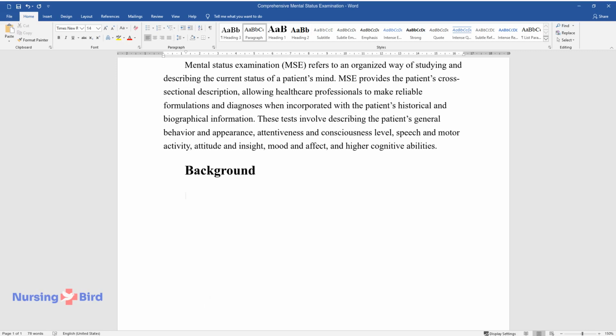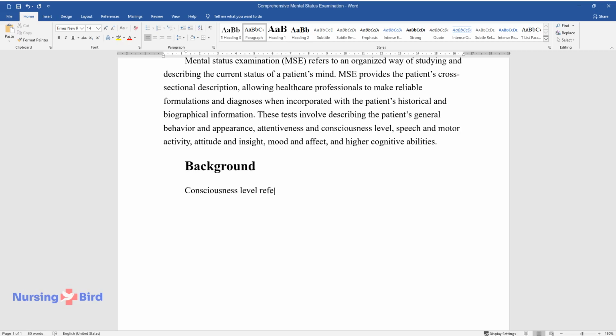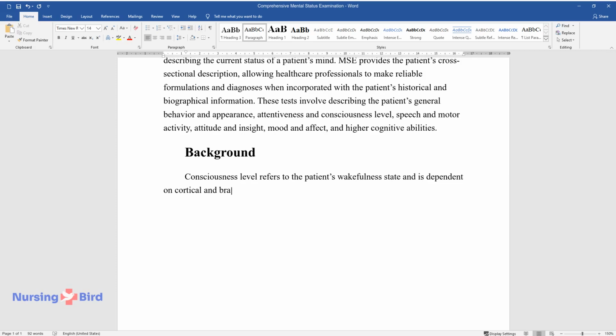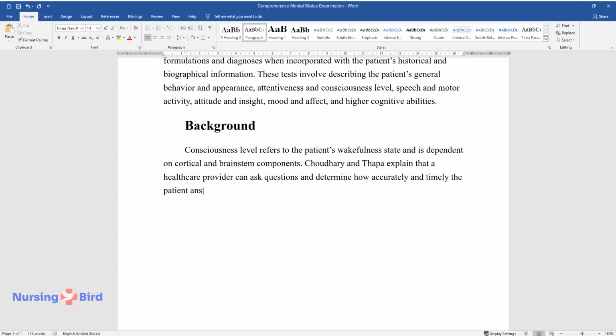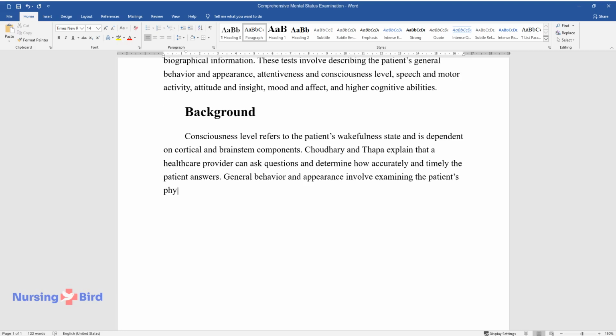Background. Consciousness level refers to the patient's wakefulness state and is dependent on cortical and brainstem components. Choudhary and Thapa explain that a healthcare provider can ask questions and determine how accurately and timely the patient answers. General behavior and appearance involve examining the patient's physical appearance.